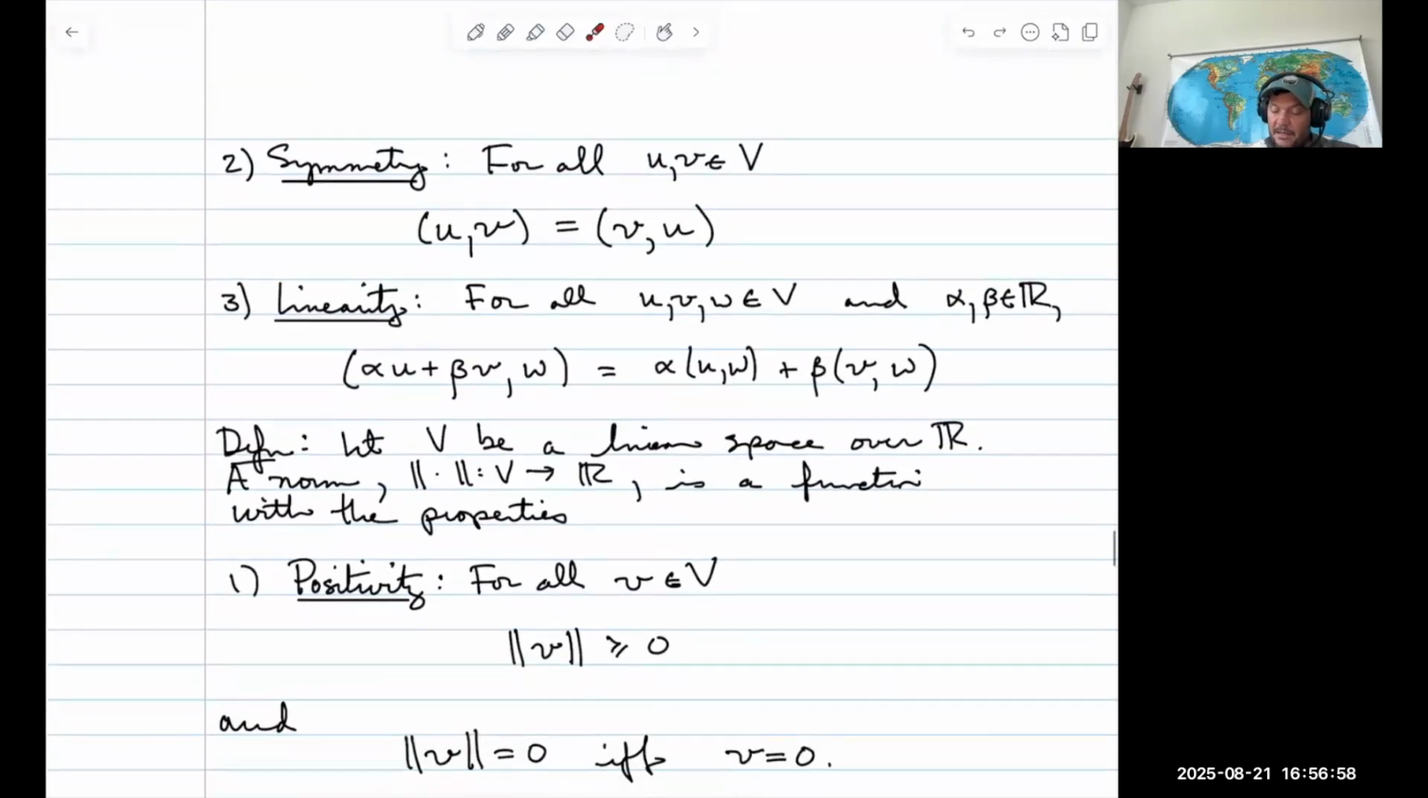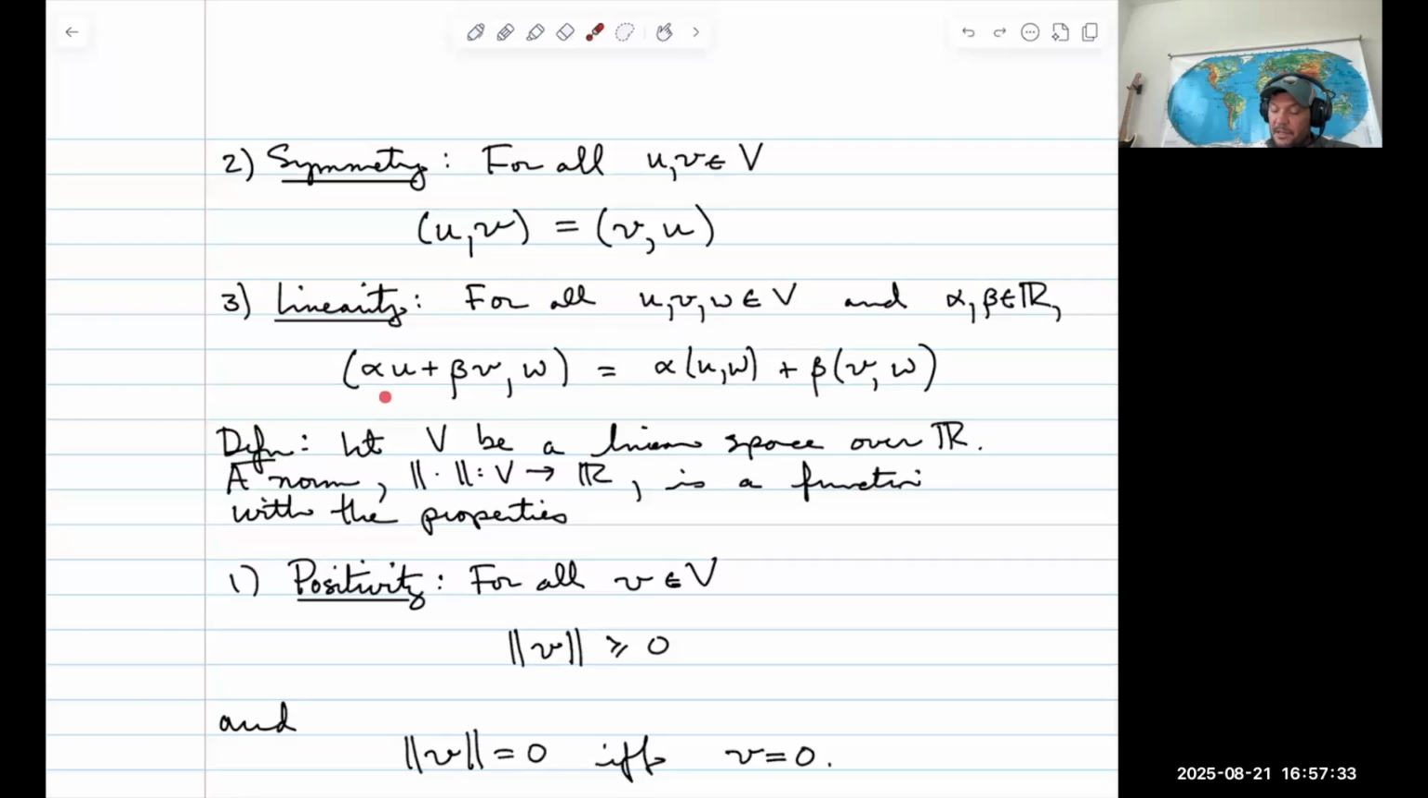And finally, it has to be linear. Now, I only have to express the linearity in the first component because the symmetry guarantees that linearity will also happen for the second component as well. For all u, v, w in the space, and every scalar alpha and beta, alpha u plus beta v tested against w is equal to alpha u tested against w plus beta v tested against w.